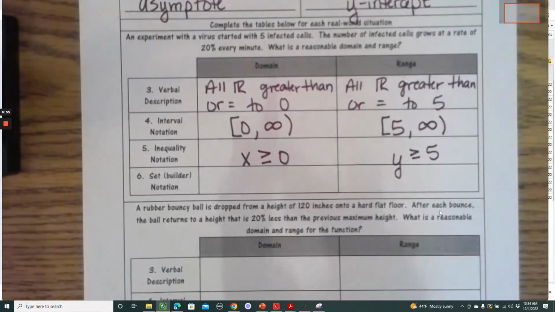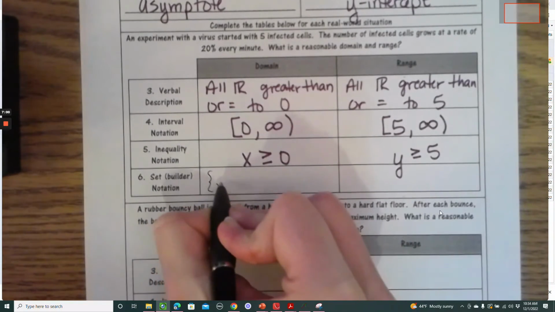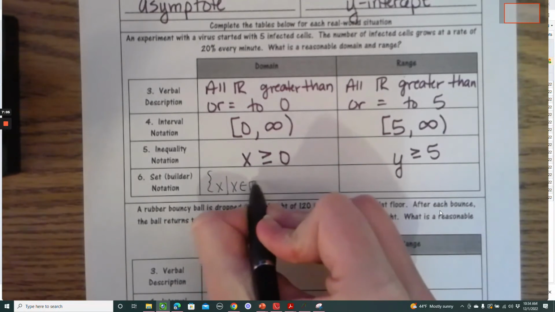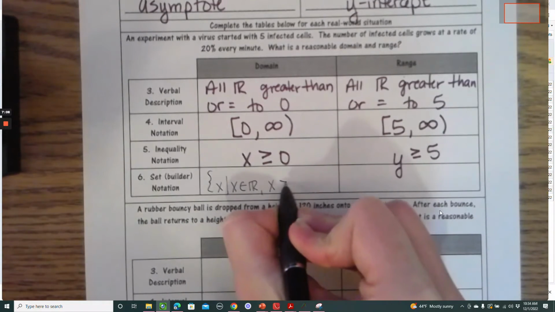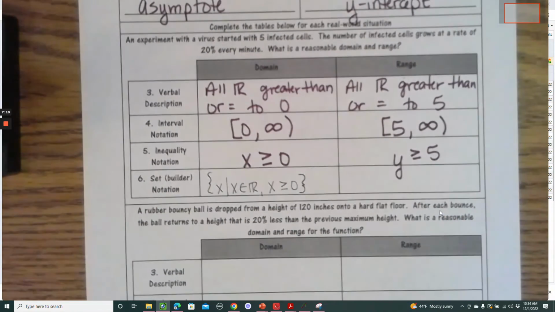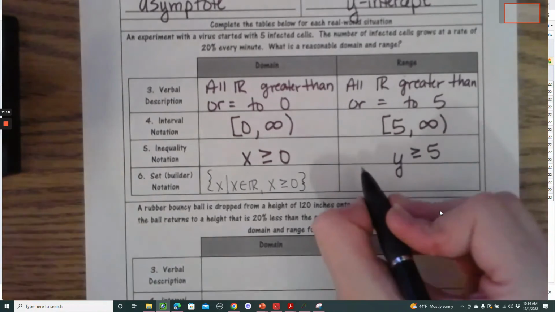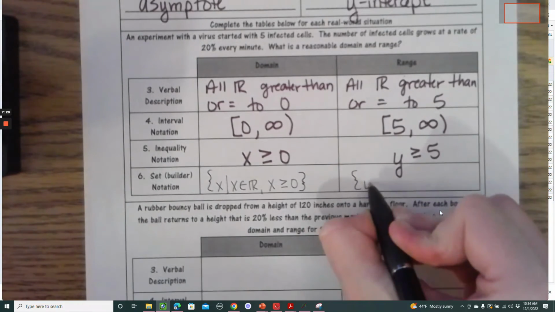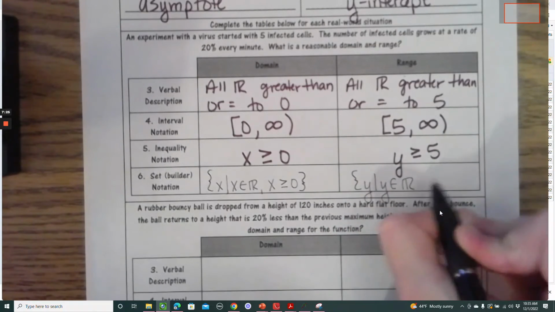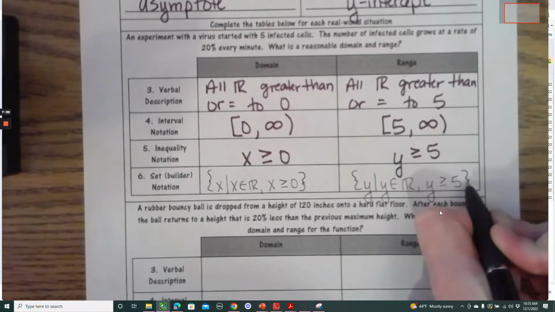Okay. All right. Here's where you put it all together. So x with a line: x is a member of the set of all real numbers where x is greater than or equal to 0. I can't wait till cubics. Cubics, we do unions. Our domain and range are unions. All right. y is a member of the set of all real numbers where y is greater than or equal to 5.